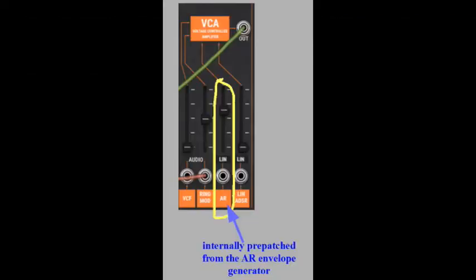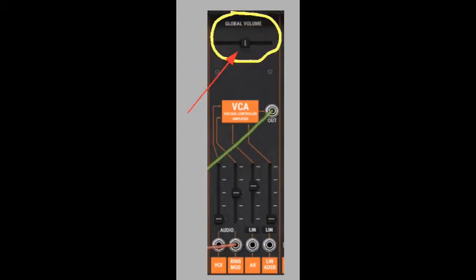The AR envelope has a double function here in this patch. It doesn't only open the filter to the amount I adjust with the AR slider in the filter section, the blue cable, but it also opens the amplifier, the VCA, not completely, but to an amount of around 60% according to the original patchbook. But why only 60%?